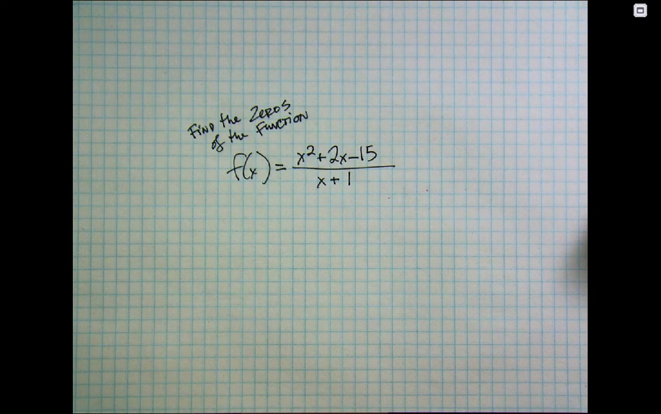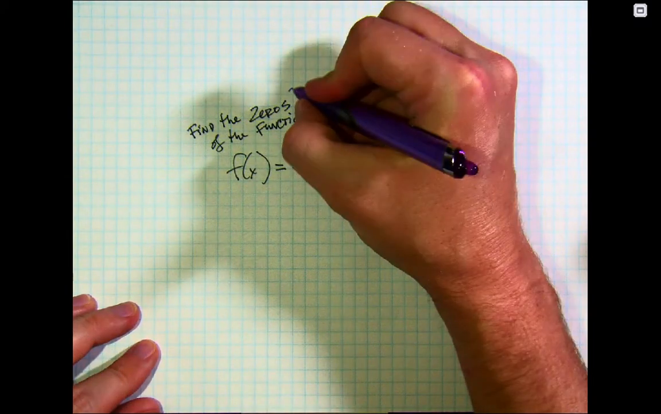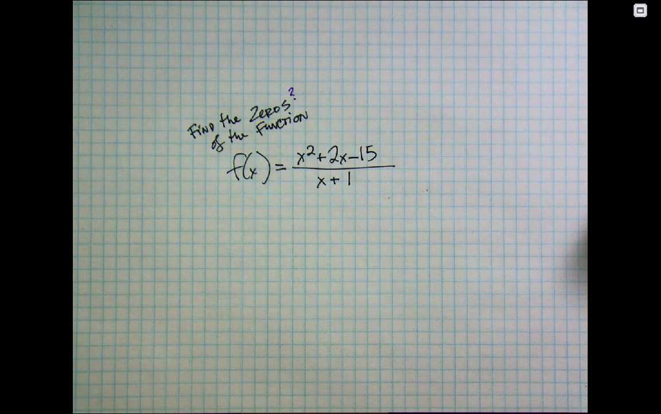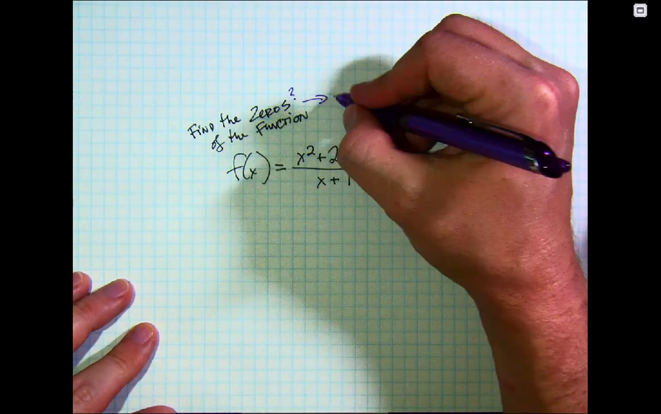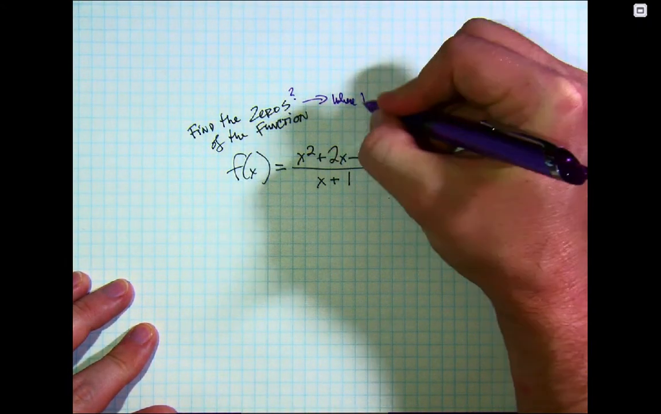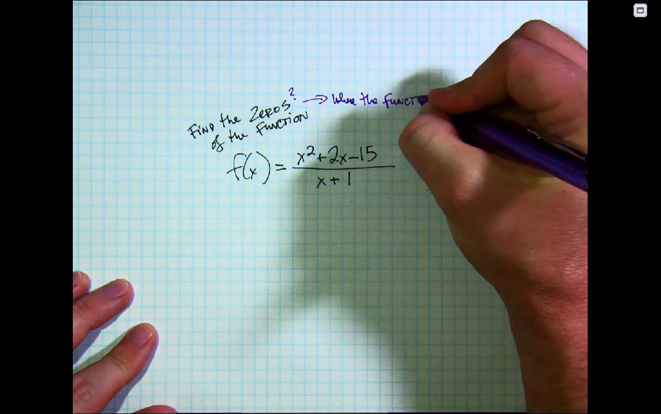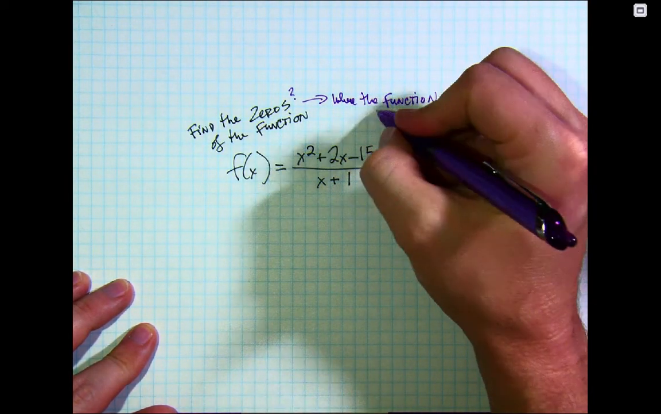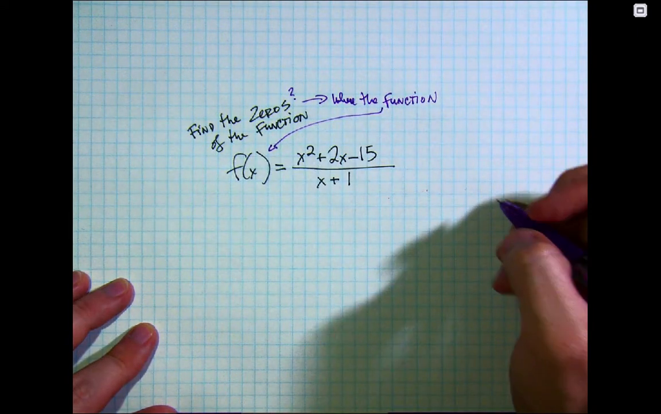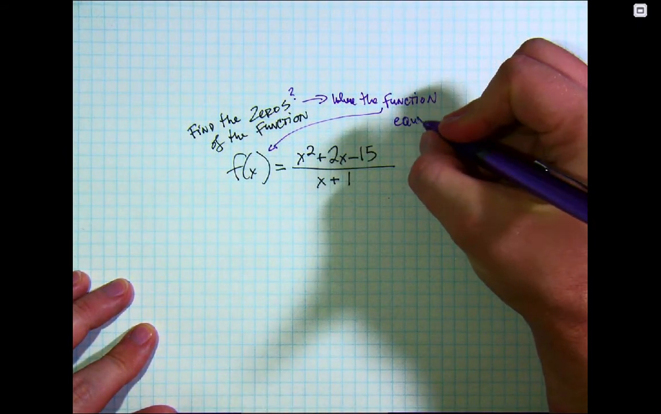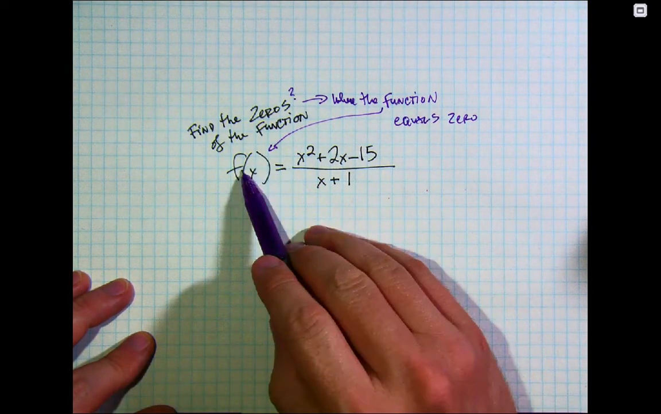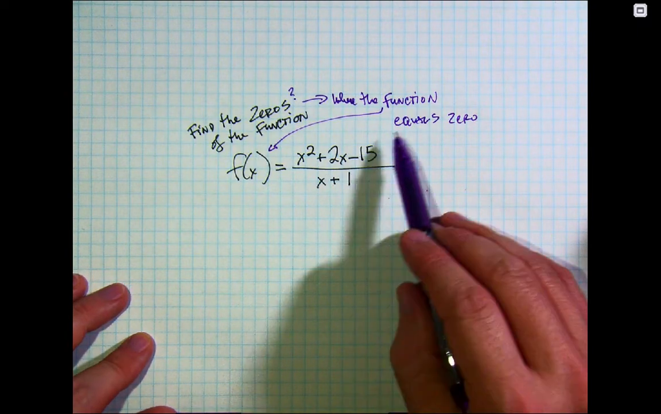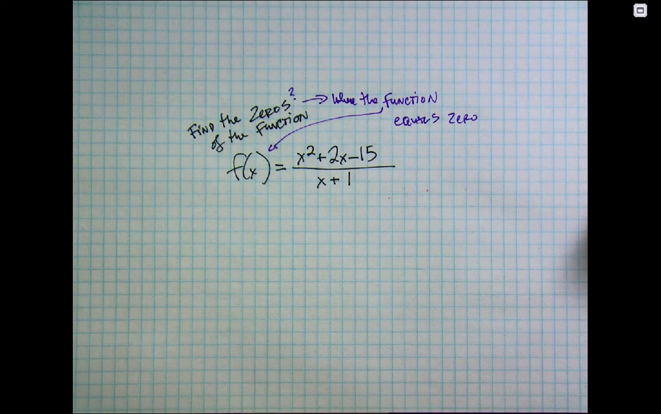So we have to remember, what the heck is a 0? What is a 0? The 0 of a function is where the function equals 0. So how do we find the 0 of a function like this?